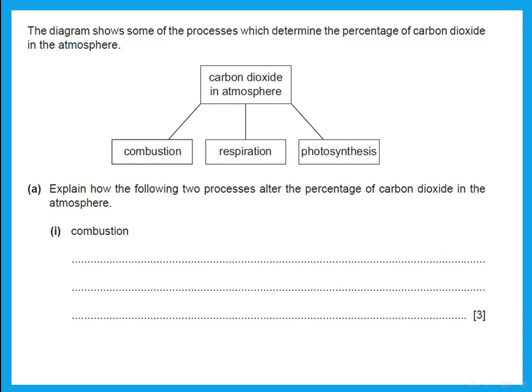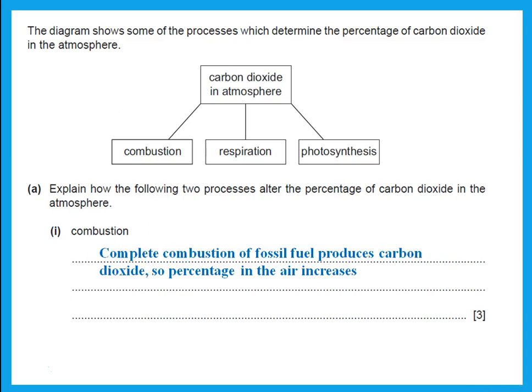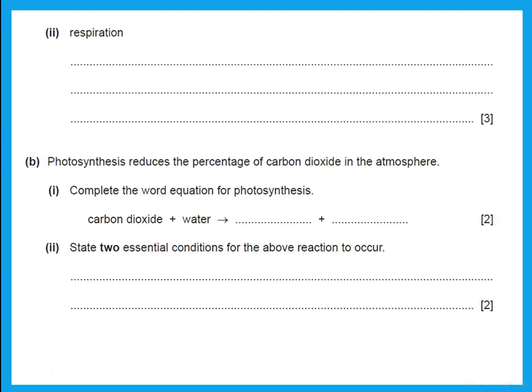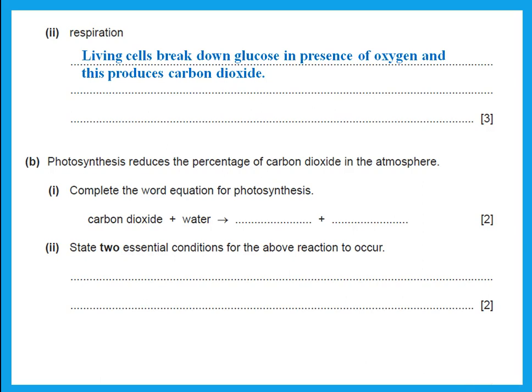Okay, the diagram shows some of the processes which determine the percentage of carbon dioxide in air. Explain how the following two processes alter the percentage of carbon dioxide. So how does combustion affect the amount of carbon dioxide? Of course, combustion of fossil fuel produces carbon dioxide, and we're talking about complete combustion, so the percentage of carbon dioxide in the air increases. Respiration, how does that affect it? We said living cells break down glucose in presence of oxygen, and this produces carbon dioxide.